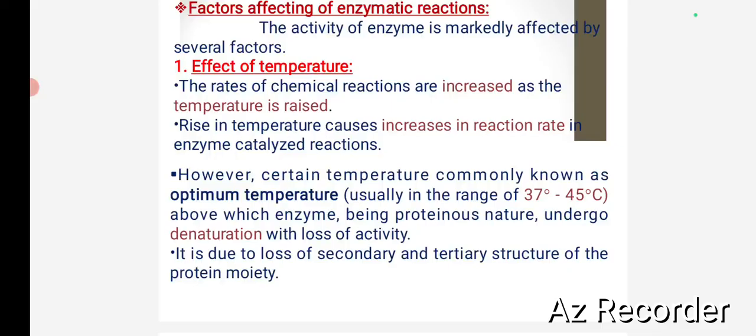However, beyond a certain temperature, commonly known as the optimum temperature, usually in the range of 37 degrees Celsius to 45 degrees Celsius, enzymes, being proteinous in nature, undergo denaturation with loss of enzymatic activity. It is due to loss of secondary as well as tertiary structure of the protein moiety.